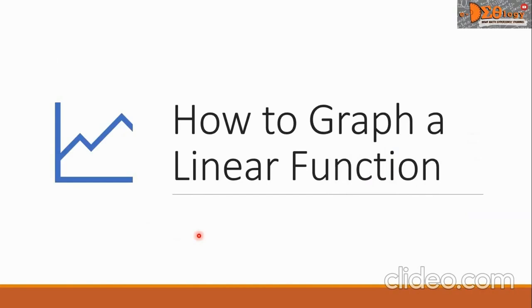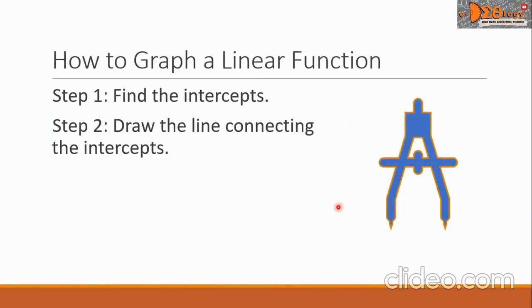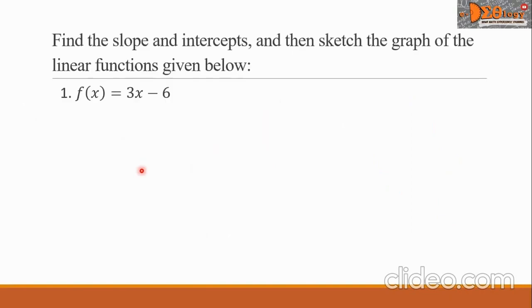How to graph a linear function? We're going to follow two steps. Step 1, find the intercepts. Step 2, draw the line connecting the intercepts. Let's have examples. Find the slope and intercepts and then sketch the graph of the linear functions given below.